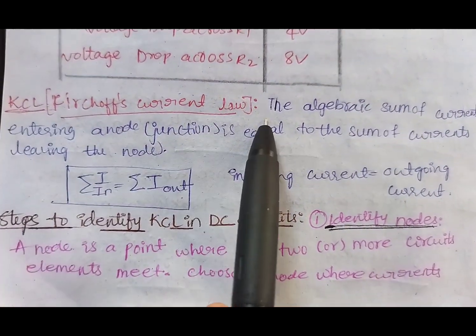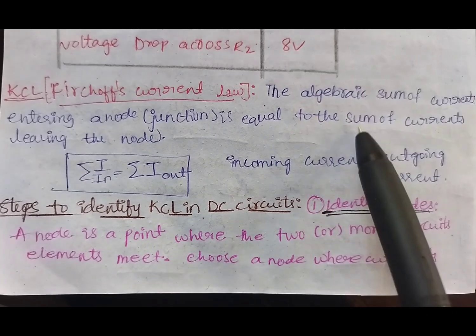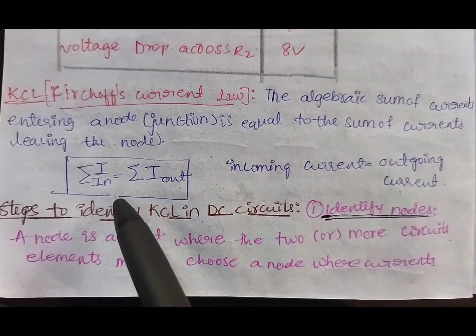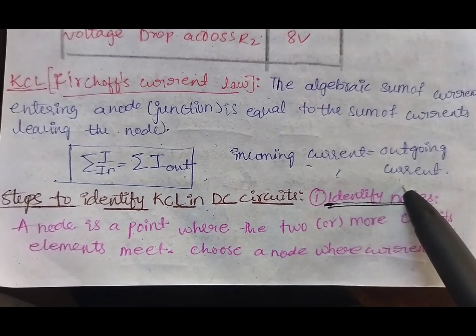KCL, Kirchhoff's current law: the algebraic sum of current entering a node or junction is equal to the sum of current leaving the node. Summation of I in equals summation of I out. Incoming current equals outgoing current.